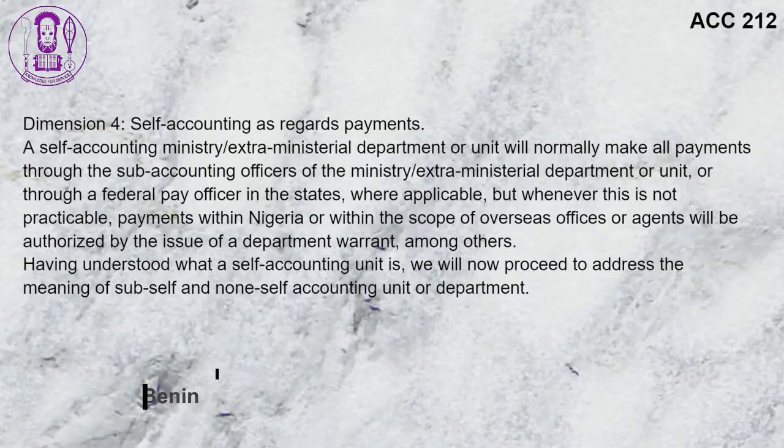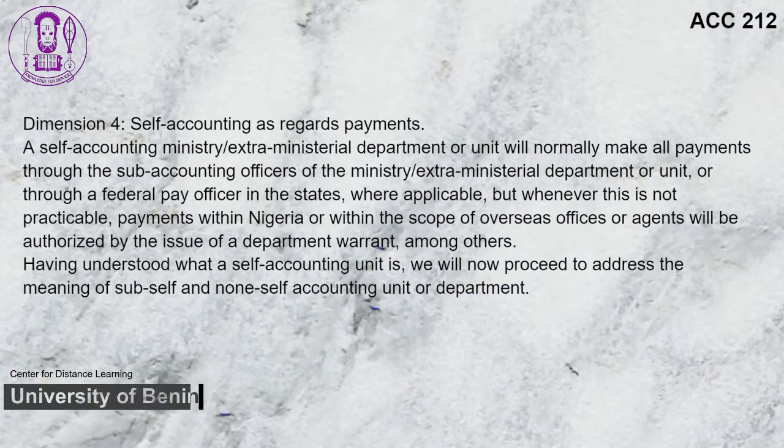Dimension 4, self-accounting as regards payments. A self-accounting ministry/extra-ministerial department or unit will normally make all payments through the sub-accounting officers of the ministry/extra-ministerial department or unit, or through a federal pay officer in the states, where applicable, but whenever this is not practicable, payments within Nigeria or within the scope of overseas offices or agents will be authorized by the issue of a departmental warrant, among others.